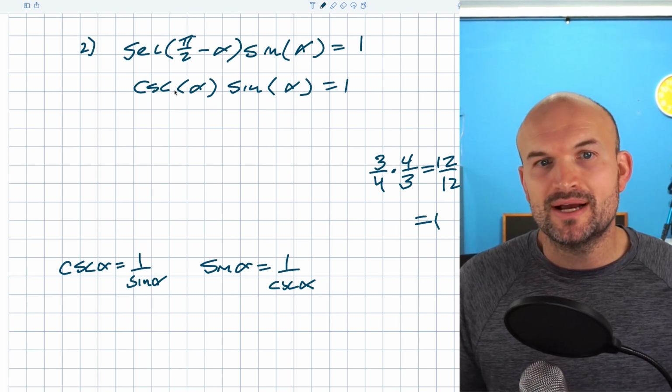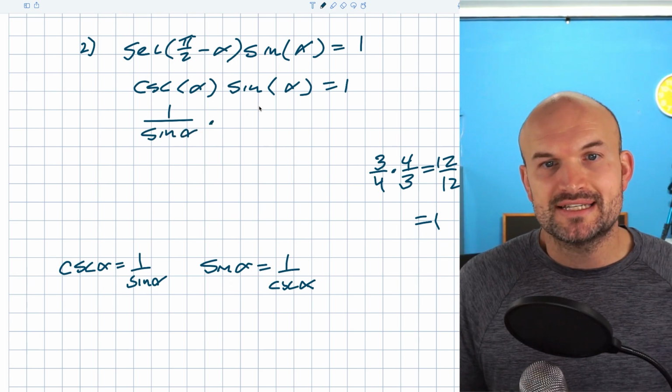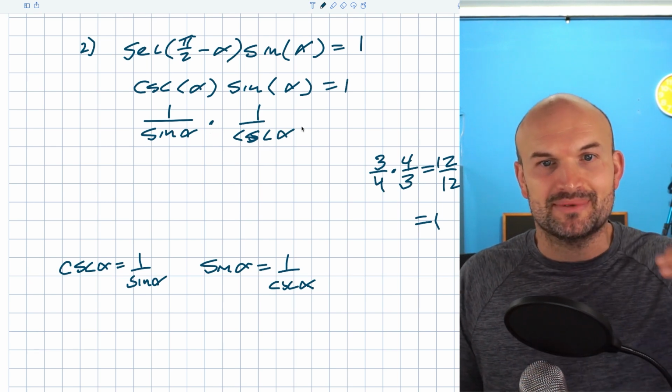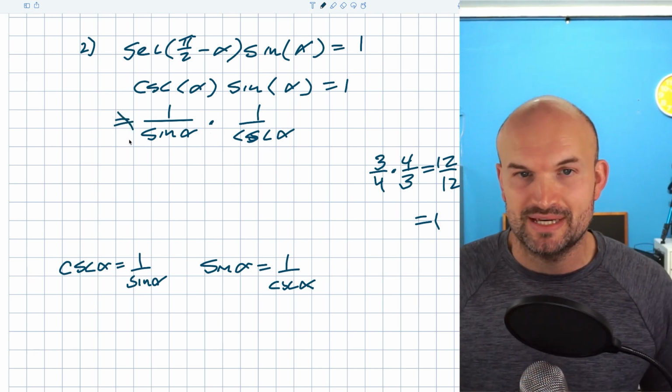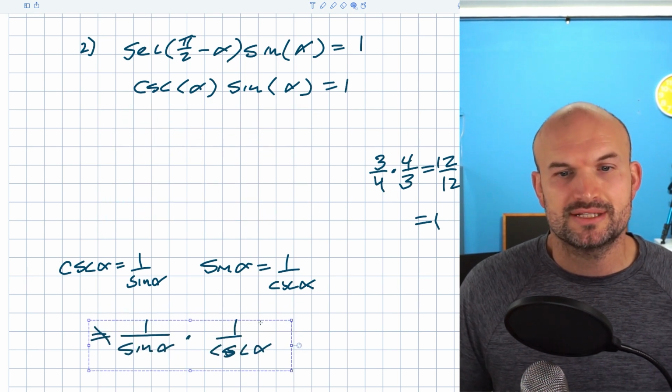So I don't want to rewrite a cosecant of alpha as 1 over sine of alpha, and then the sine of alpha as 1 over cosecant of alpha. Because, again, it does not get something in the numerator and something in the denominator, right? So we don't want to do this. There's nothing mathematically wrong with it, but it's just not what we want to do. So let me just go ahead and put it down from there.